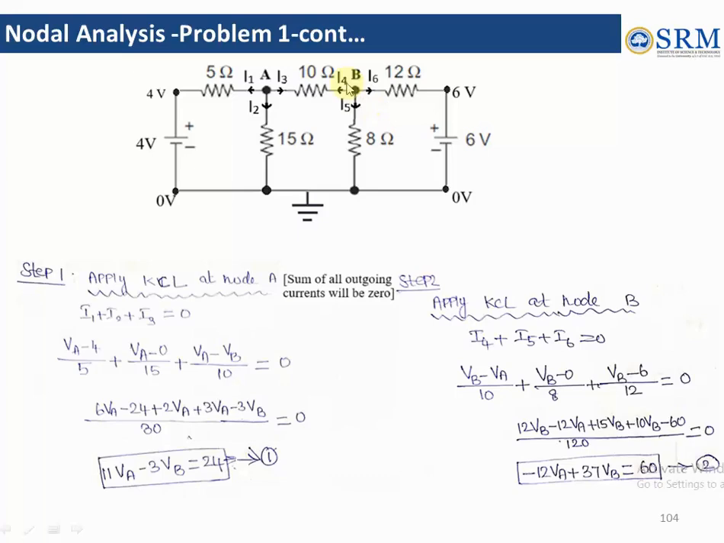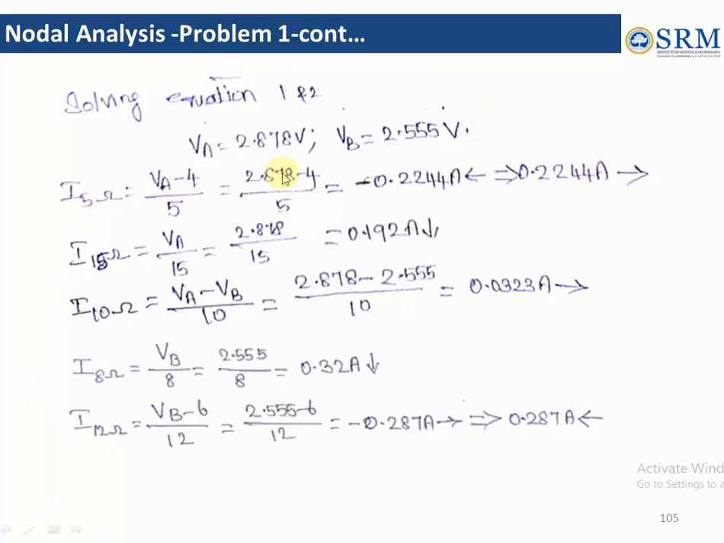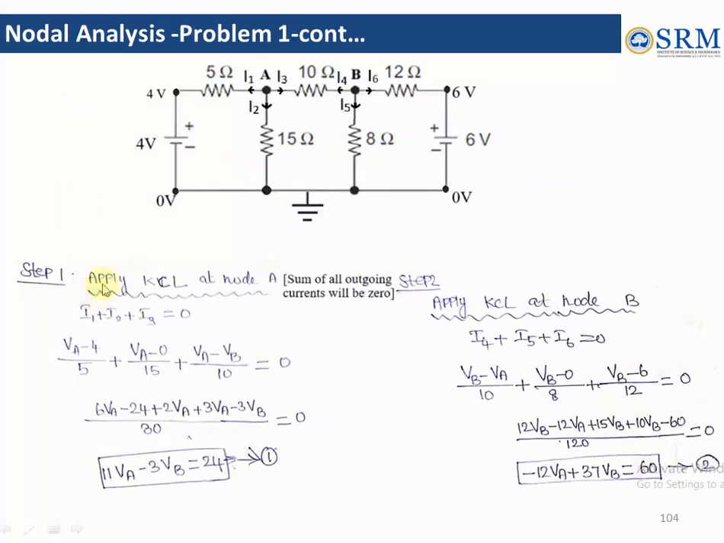Similarly, apply KCL at node B. So I4 plus I5 plus I6 is equal to 0. I4 is nothing but VB minus VA. Wherever we are taking the junction, that junction potential only is higher. So VB is greater than VA. (VB minus VA) by 10, (VB minus 0) by 8, (VB minus 6), since it's at positive potential, by 12. Taking the LCM and simplifying, we get the second equation. Solving these two equations, we get the node voltages. Once the node voltages are known, we can find the current through the individual resistor.